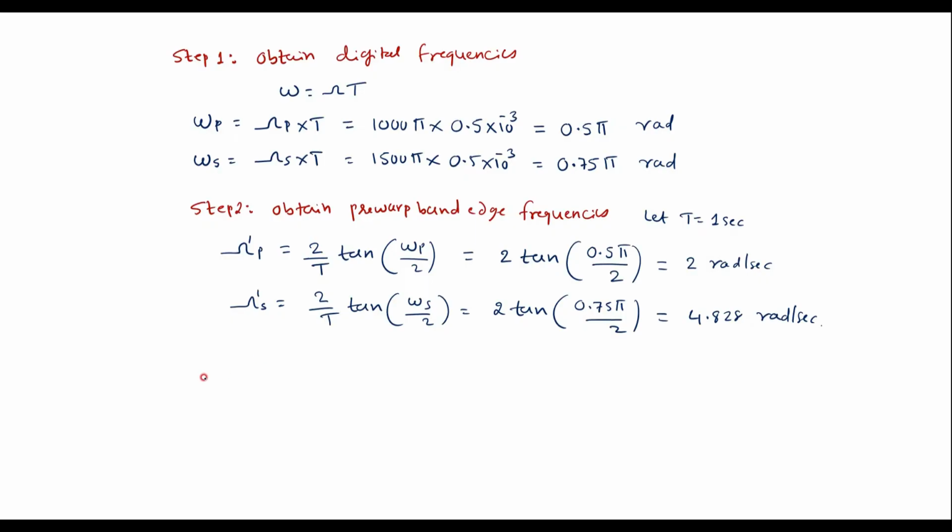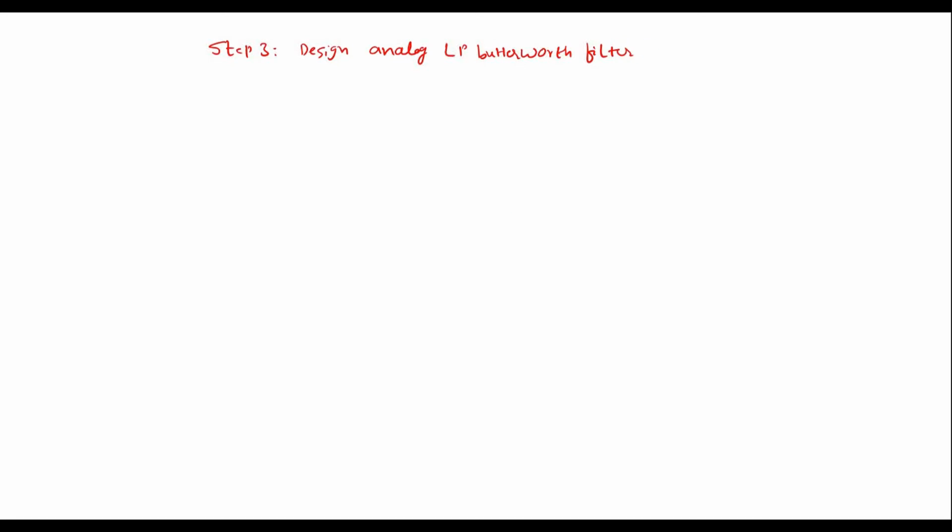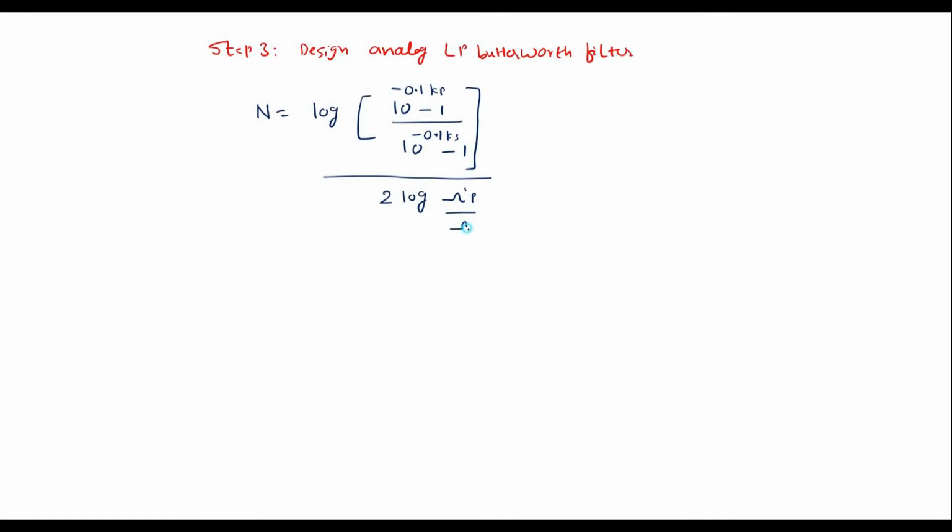Now the third step is to design analog Butterworth filter. So to design analog low pass Butterworth filter, we are supposed to calculate order of the filter n. So order of the filter n is given by n is equal to log of (10 power minus 0.1 Kp minus 1) divided by (10 power minus 0.1 Ks minus 1), whole divided by 2 log of omega dash p by omega dash s, that is pre-warp frequencies.